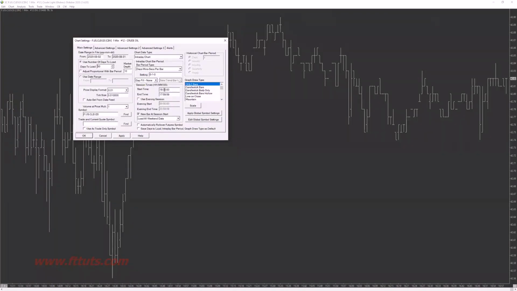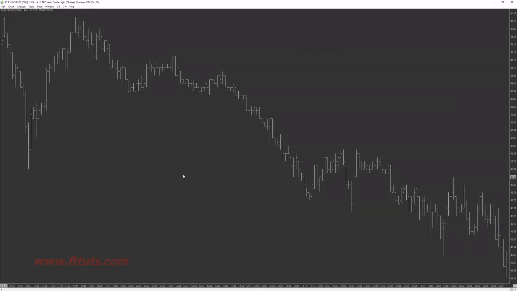For most of my market profile work, I use pit sessions. For crude oil, I'm going to use 9 a.m. to 2:30 p.m., just one second shy of that, for my session times. Remember, we have to have custom session times. That'll get us started with a good base chart. Time frame doesn't really matter.